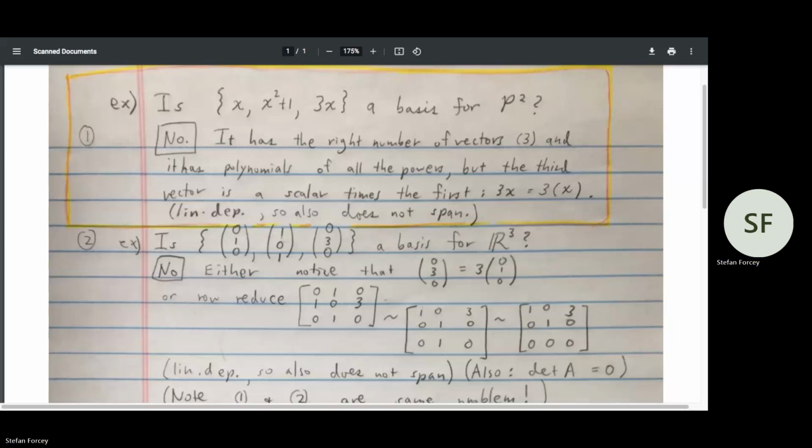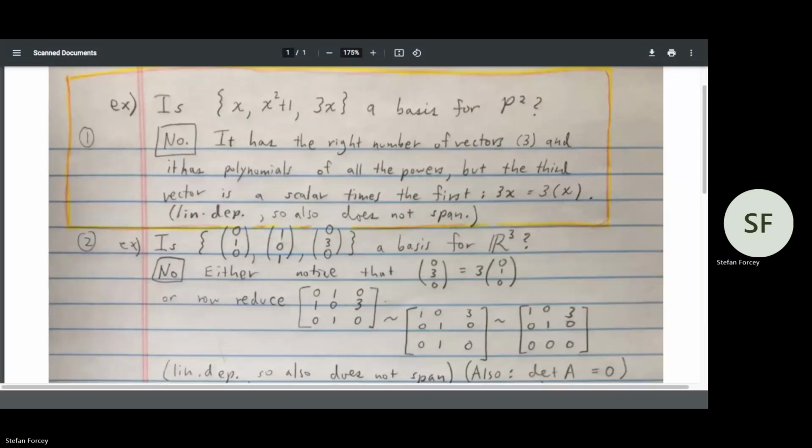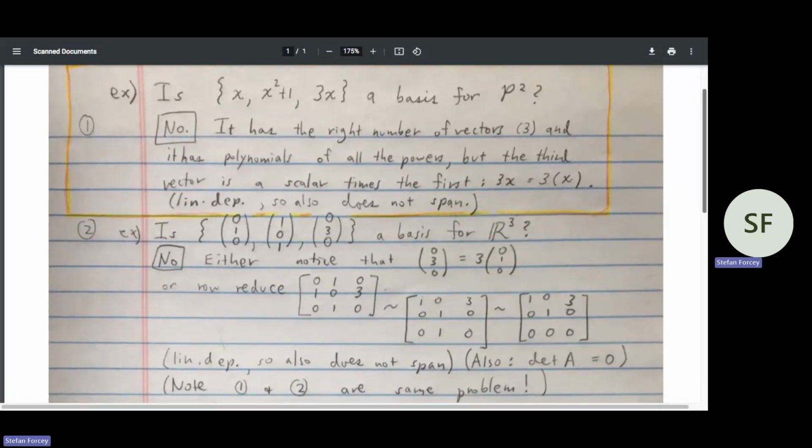But now, notice that these 2 problems are really the same, number 1 and number 2, because the second problem is just writing the polynomials from number 1 as their representative column vectors using the standard basis for P2, which goes 1, x, x squared. So I write x as 0, 1, 0 because it has 0 constants, 1 x, and 0 x squared. X squared plus 1 is 1, 0, 1 because it has a 1, no x, but it has 1 x squared, and 3x is just 0, 3, 0.